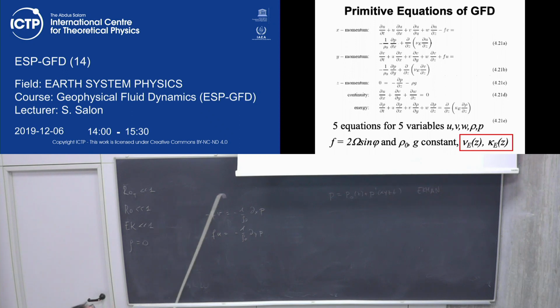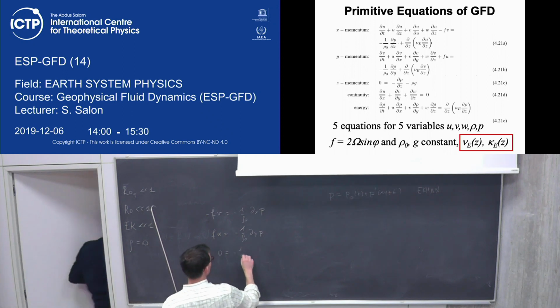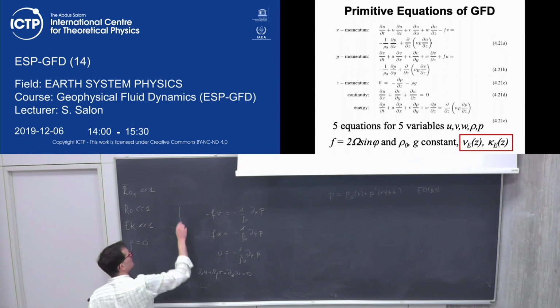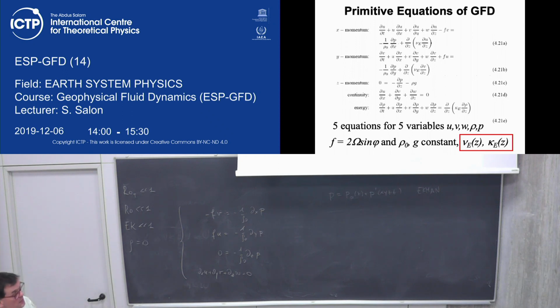While for the Z momentum, it's even easier, because we have 0 equal to minus 1 over rho 0 the z p, because rho is equal to 0. And then we have the continuity equation, which remains. This system of equations has been strongly simplified. Strongly.